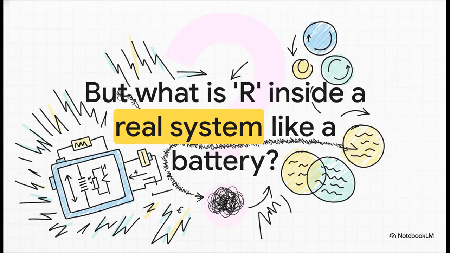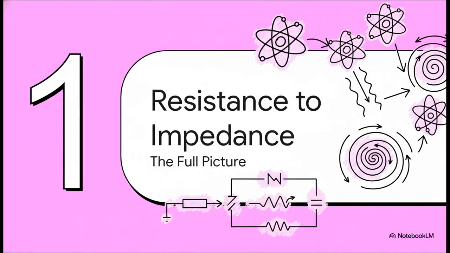And that's the big question, isn't it? When you're looking at a real system, your battery, your corrosion experiment, whatever it is, that simple little R for resistance, it just doesn't tell the whole story. The opposition to current in there is way more complex than just simple friction. So, to actually get what's going on, we have to expand that idea of resistance.